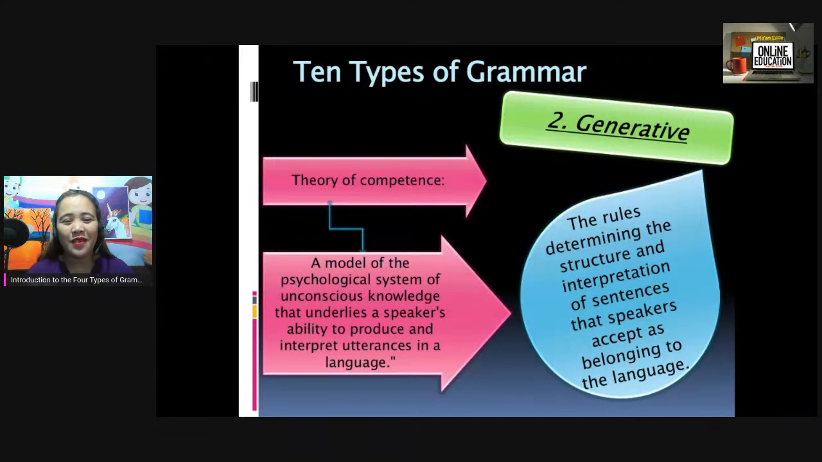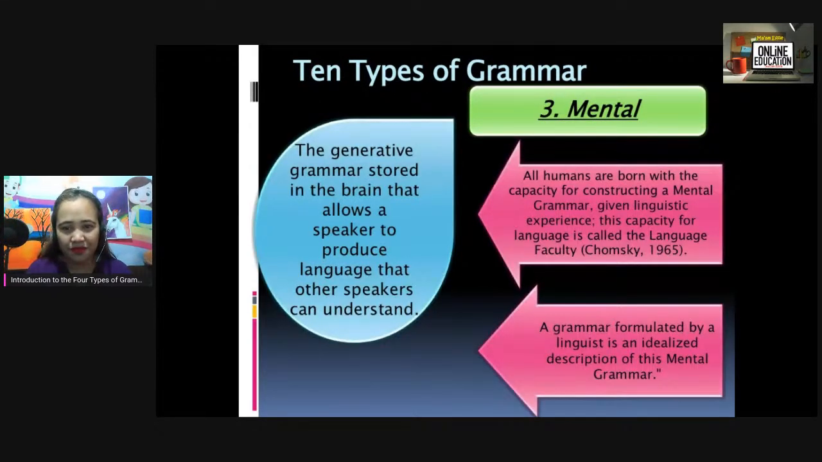Okay? So, theory of competence, a model of the psychological system of unconscious knowledge that underlies a speaker's ability to produce and interpret utterances in a language. Okay, yes. So that's generative.